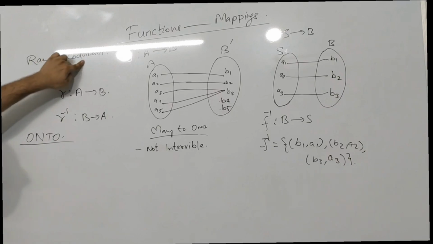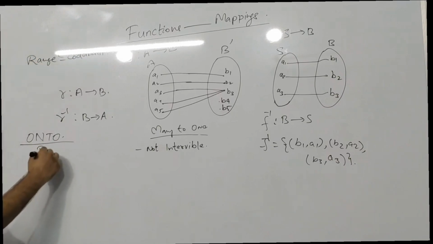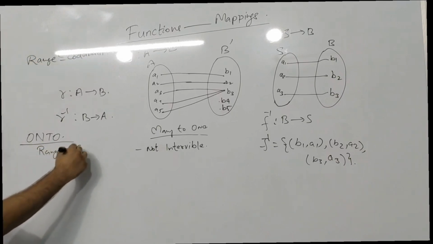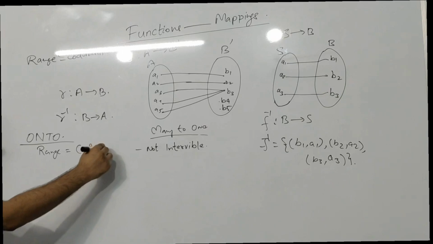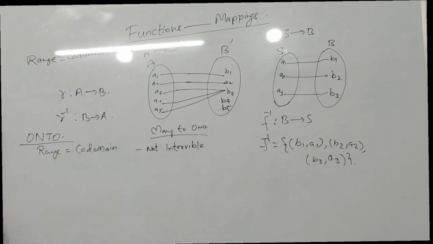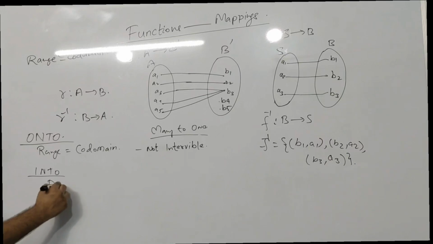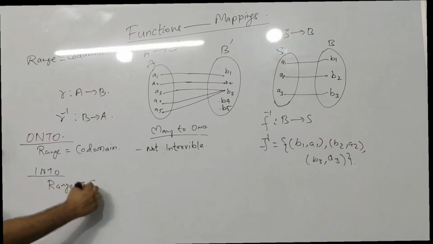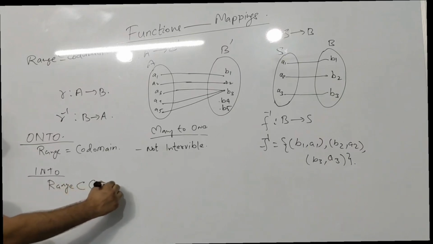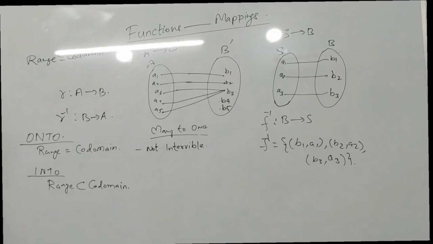When range is equal to codomain, we call it an onto function, and into is when range is a proper subset of codomain. That means you will find some element that does not have any pre-image.